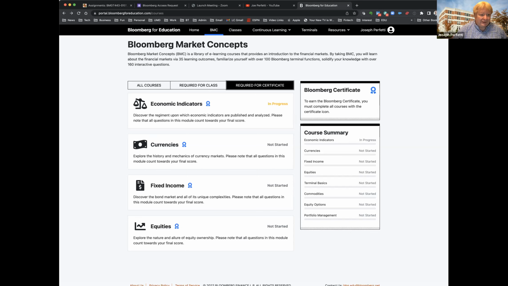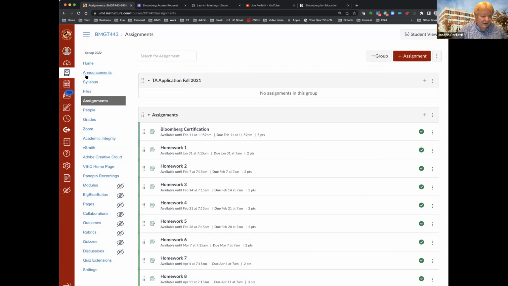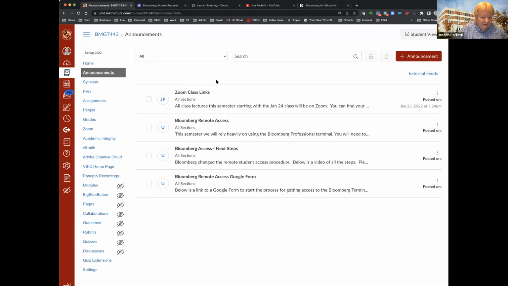Most important form, announcements. It's the one that's the Google Access form. That's the important link. Make sure that you let me know you've started the portal registration so I can authorize you for your Bloomberg account. Your first Bloomberg assignment is due 1 week from today. 2% of your semester grade, important for the final exam opt-out. So please try and get registered before Wednesday.